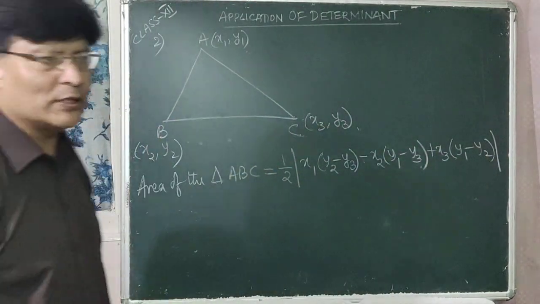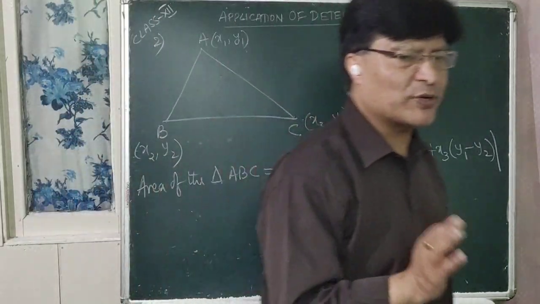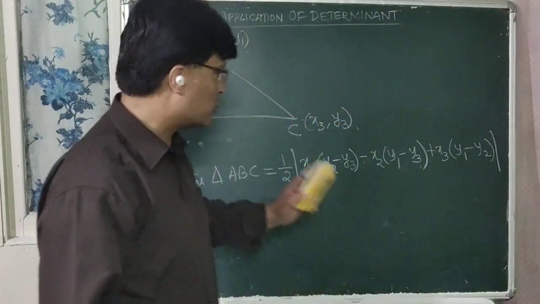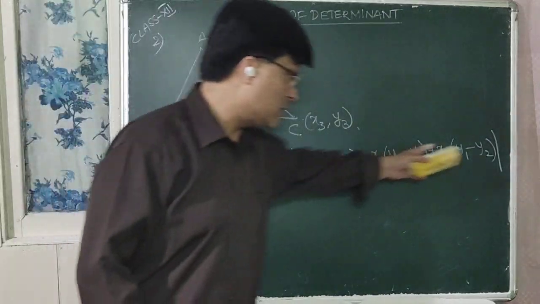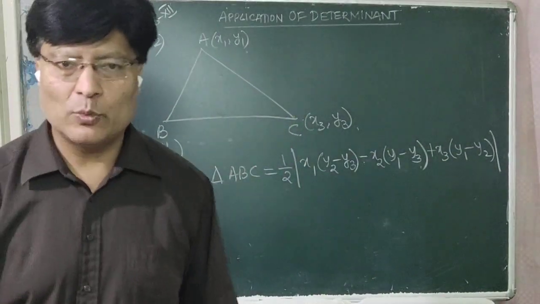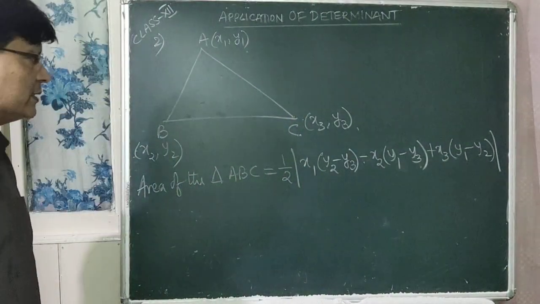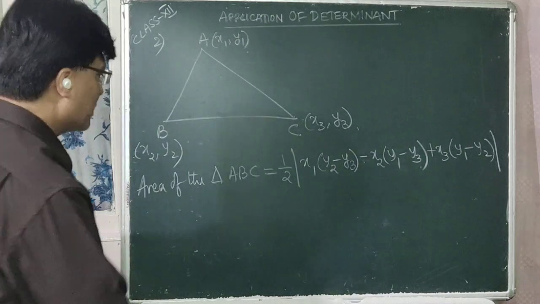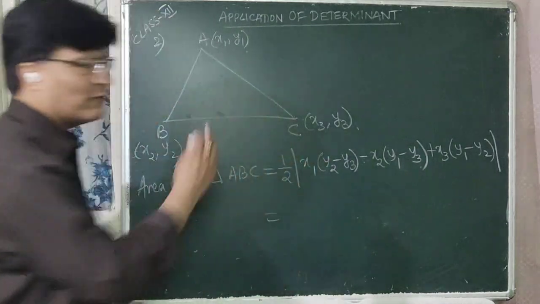Why is it written within the mod sign? The area of the triangle should always be positive. That's why these quantities are kept within the modulus sign. So it should always be positive. Okay? Now the same in determinant form next.